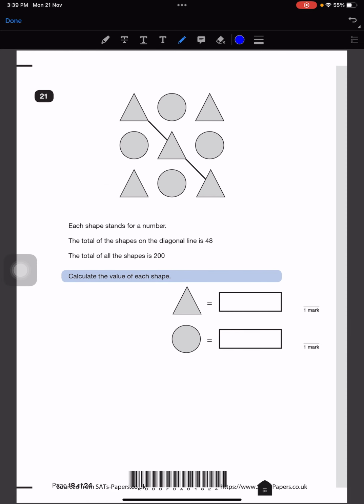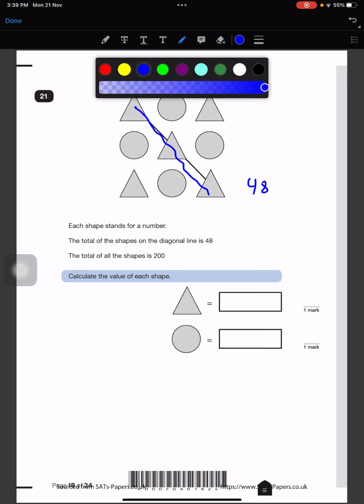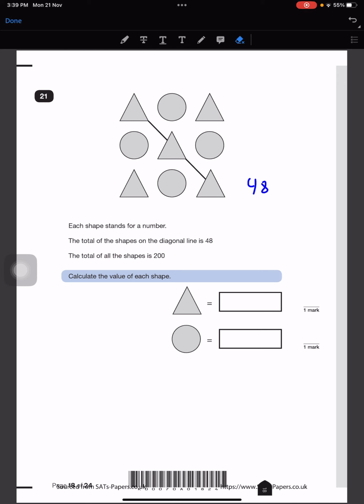Next, okay, so this one, each shape stands for a number. The total of the shapes on the diagram line is 48. So that means these 3 triangles equal 48. The total of the whole shape is 200. So now we need to find the value of the shapes.